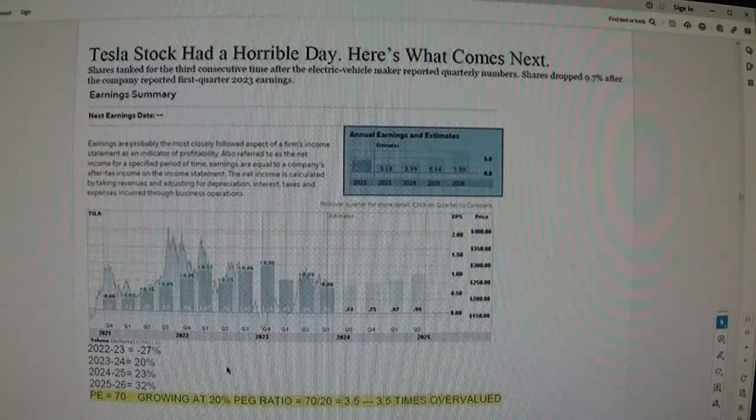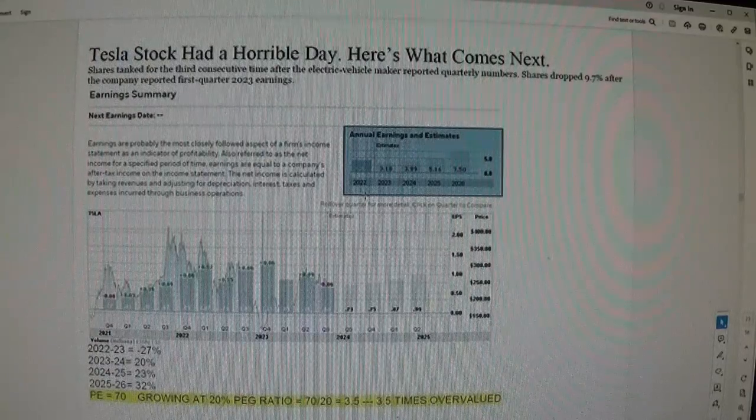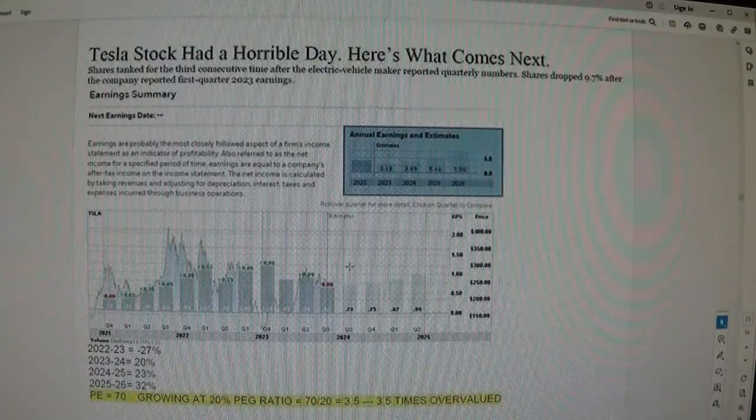We have the automated robo taxis. That could be like a $1 trillion industry. You could have supercomputer usage. That's another half a Tesla market cap. You have the charging network that could be as valuable as ExxonMobil.